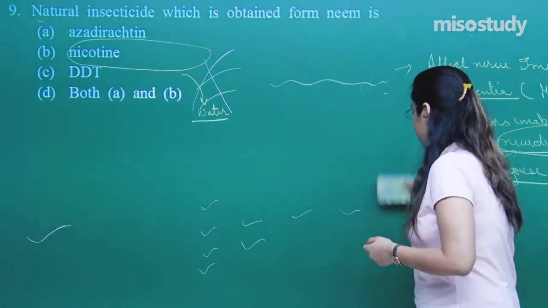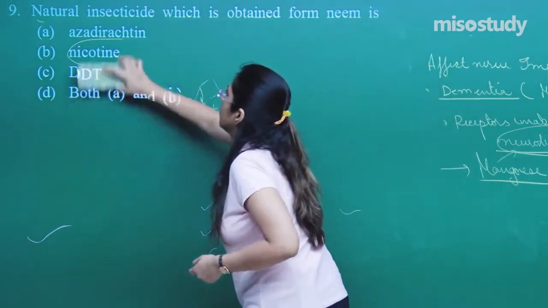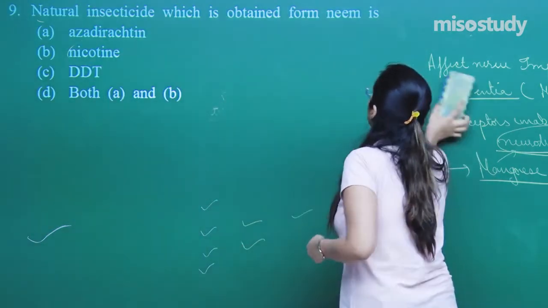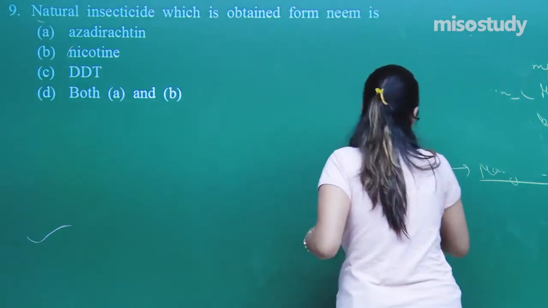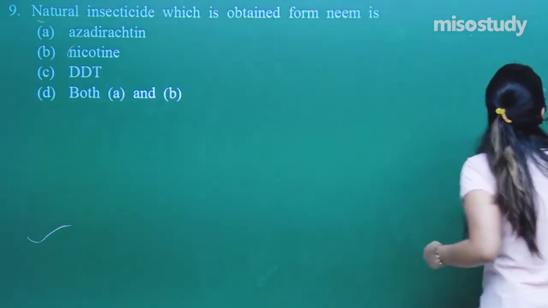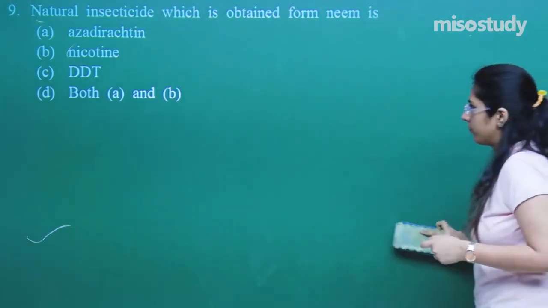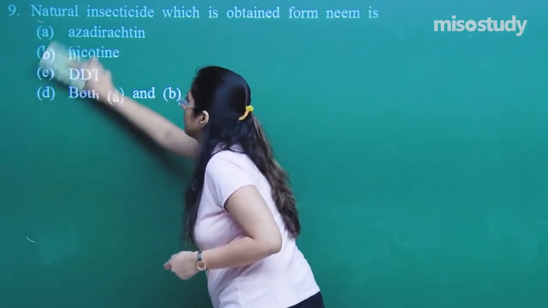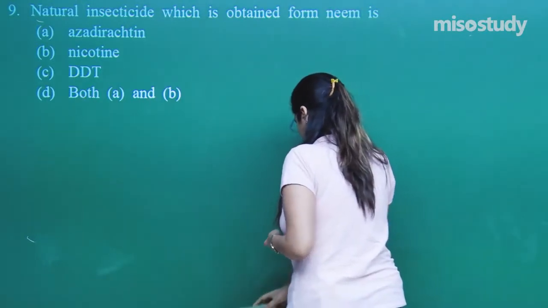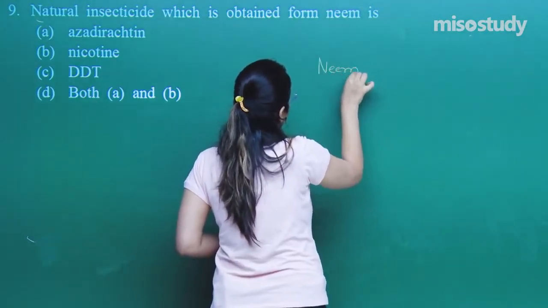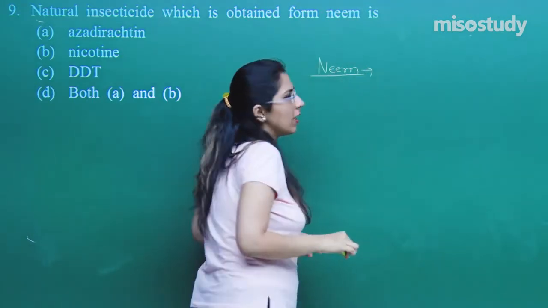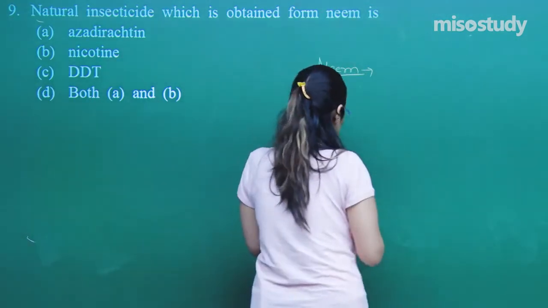Now, the natural insecticide which is obtained from neem. What is the scientific name of neem? That is Azadirachta indica.